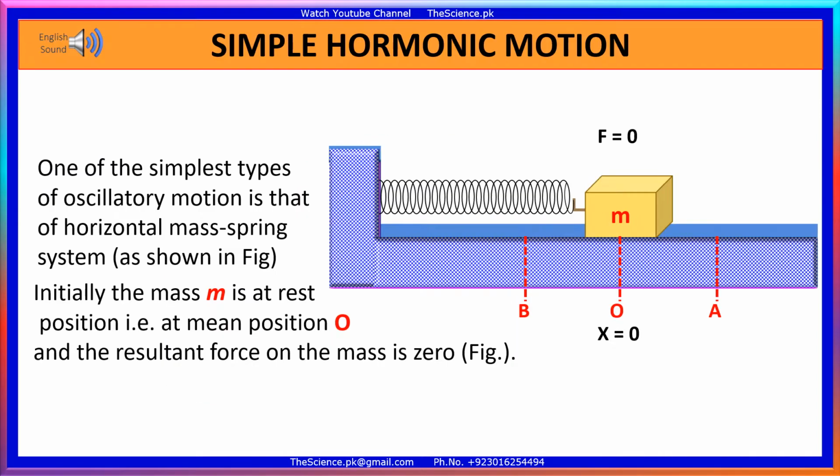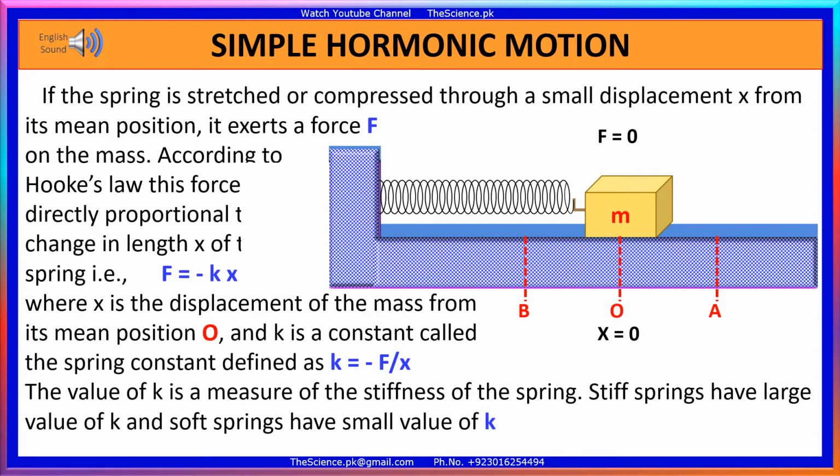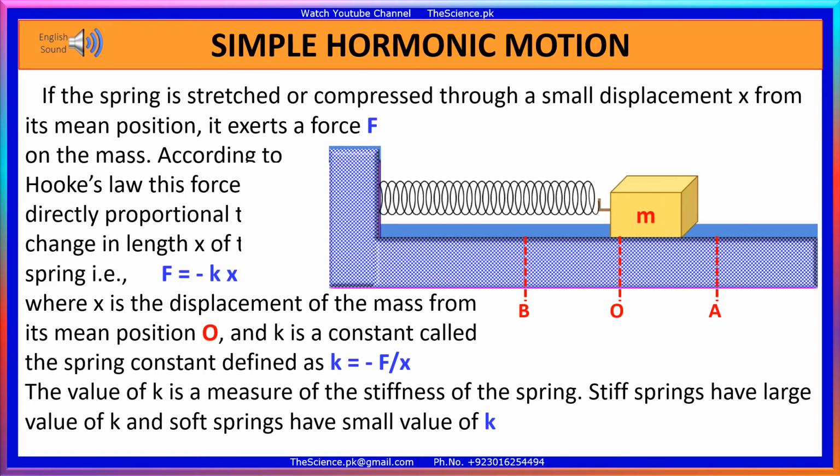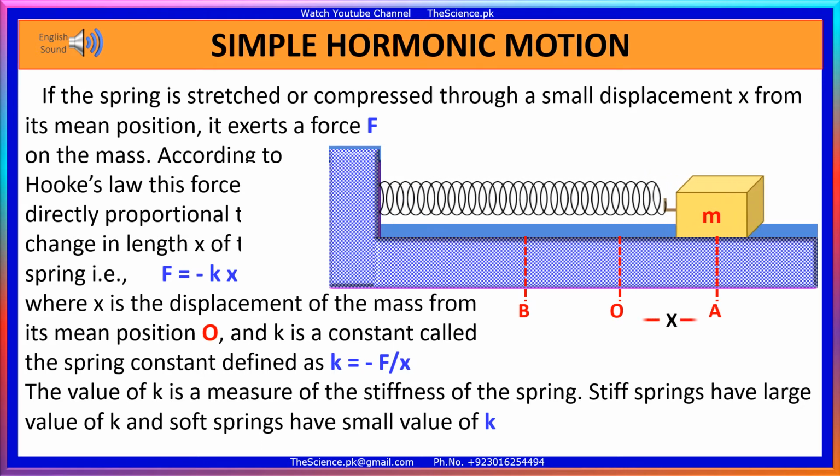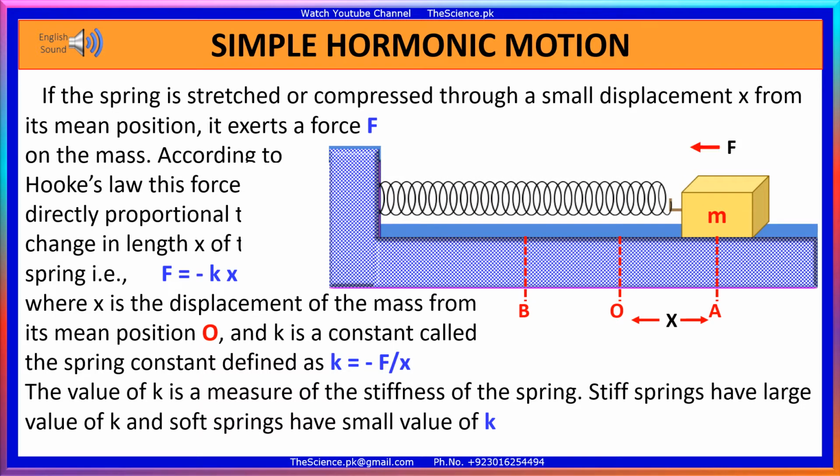One of the simplest types of oscillatory motion is that of a horizontal mass spring system as shown in the figure. Initially the mass m is at rest position, that is at mean position O, and the resultant force on the mass is 0 as shown in the figure. If the spring is stretched or compressed through a small displacement x from its mean position as shown in the animation, it exerts a force F on the mass.